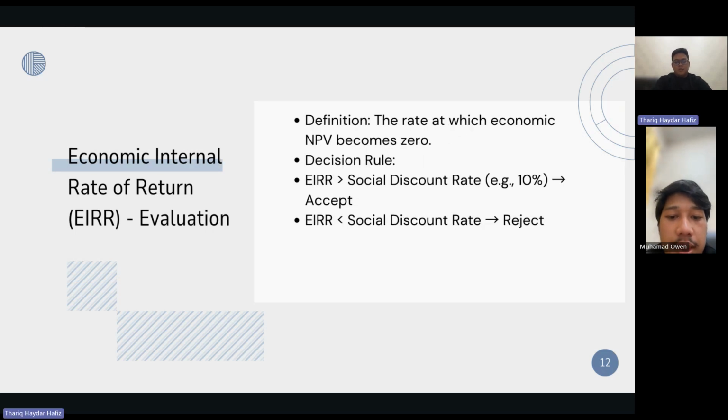So the EIRR definition is the rate at which economic NPV becomes zero, and the decision rule is if EIRR is greater than the social discount rate, for example in this case 10%, then the project can be accepted. But if the EIRR is not greater, or lower than the social discount rate, the project should not be continued.